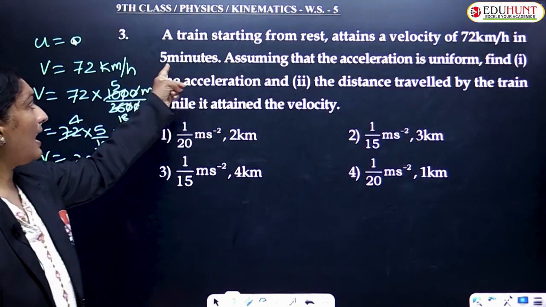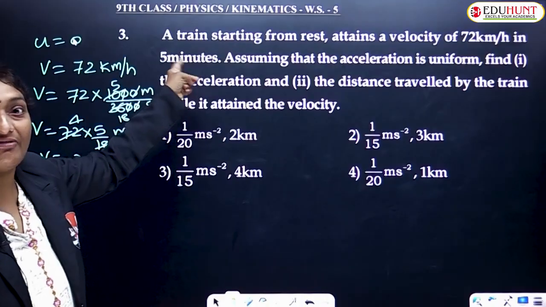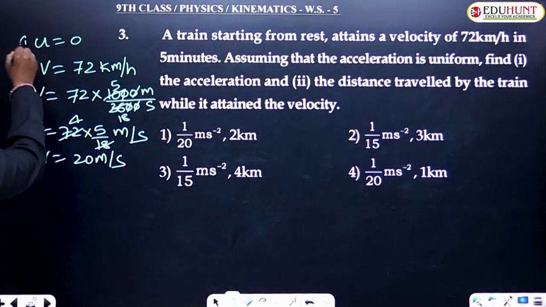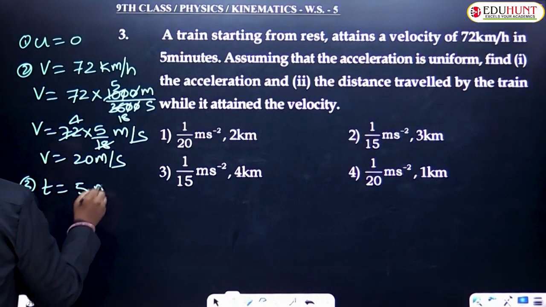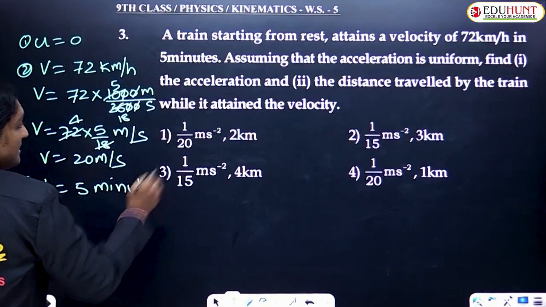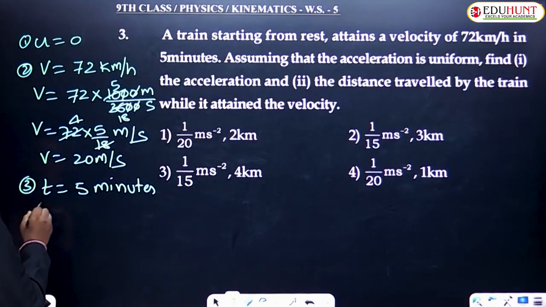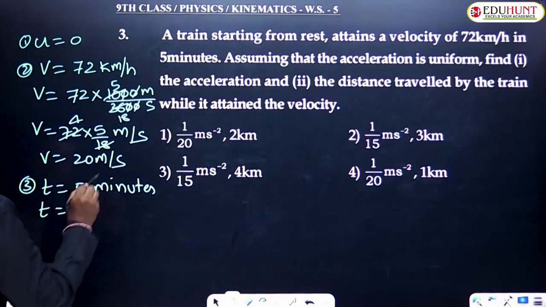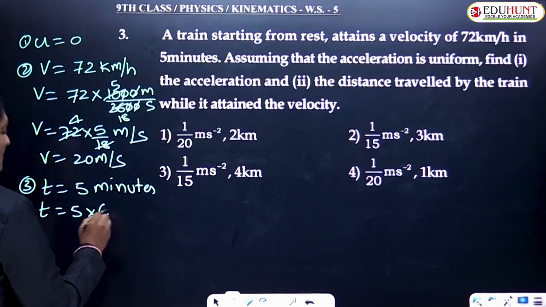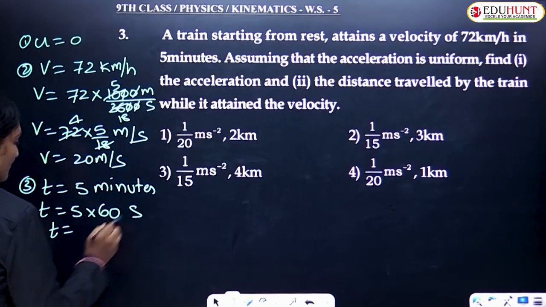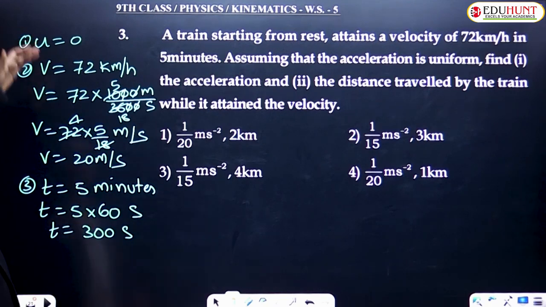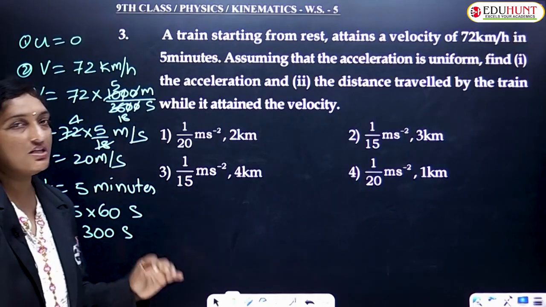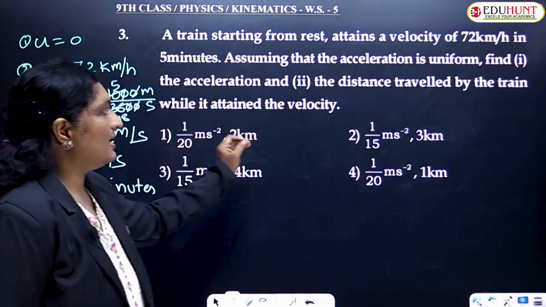Two things. And what else is given? In how much time? In 5 minutes. Case 3. This is the first one, this is the second one, and third one, time was given as 5 minutes. But the options are in meter per second square, so you need to convert time into seconds. That is 5 minutes into, each minute is 60 seconds, 5 into 60. So t = 300 seconds. Okay, so u value is known, v value is known, t value is also known. Assuming the acceleration is uniform, find the acceleration.